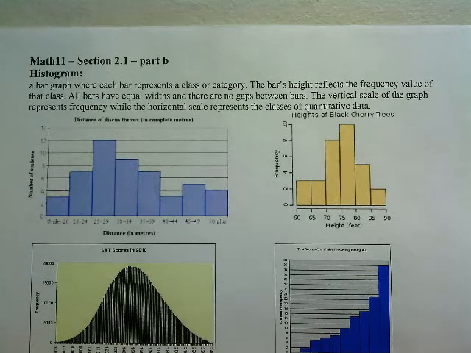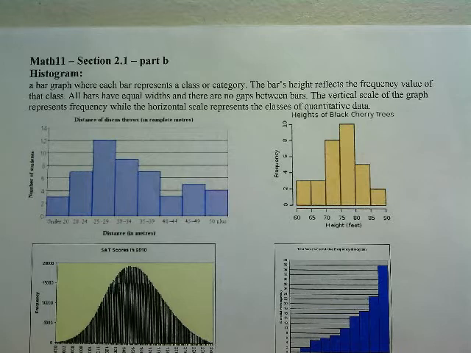Okay, the second part of section 2-1 basically is all about histograms. A histogram is a bar graph of your frequency distribution. Basically, the bar's height reflects the frequency value of that class. All bars have to have equal widths, and there are no gaps between the bars. The vertical scale of the graph represents the frequency, while the horizontal scale represents the classes of quantitative data.